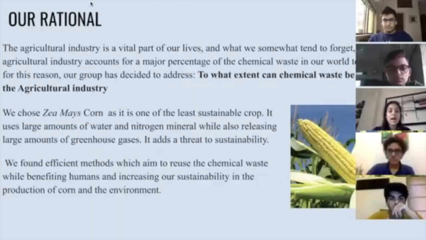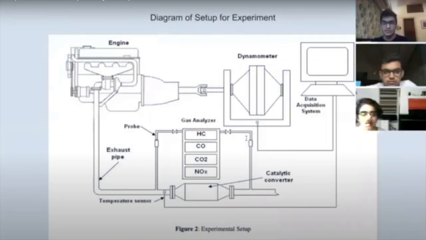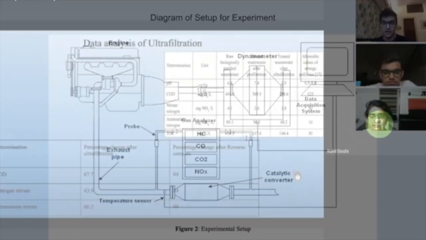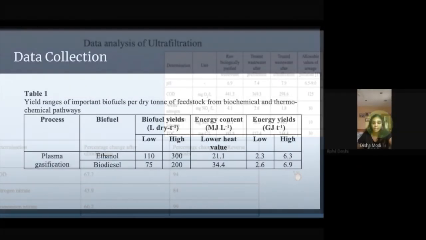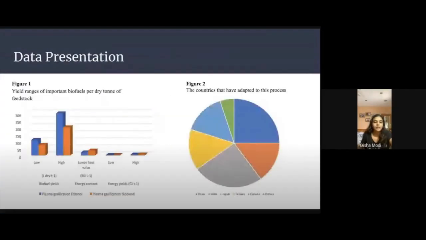Yet it is the agriculture industry that accounts for a major percentage of chemical waste in our world today. The next step was to calculate the amount of carbon monoxide data for algal filtration and we compiled a few papers, and the same data has been showcased in the form of a graph.